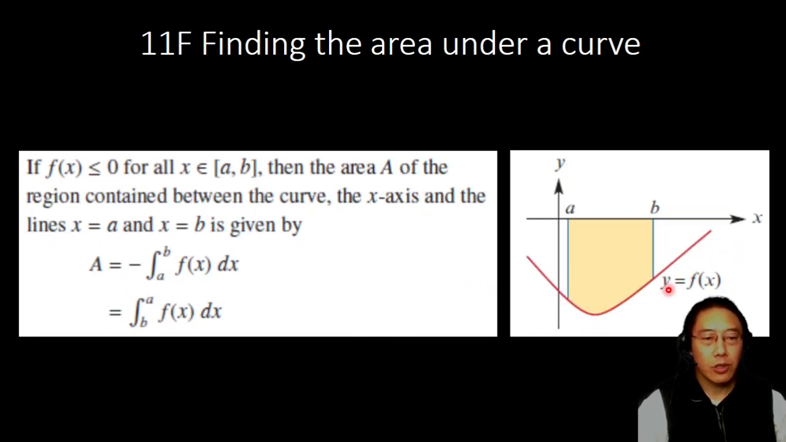If the function is below the x-axis, again you will still have the x-axis and the vertical lines x equals a and x equals b. When you calculate the integral, just ignore for a second the negative sign outside, the integral of that function over that interval is going to be negative. So now we're going to multiply by -1, so we get a positive value, which is going to be your area.